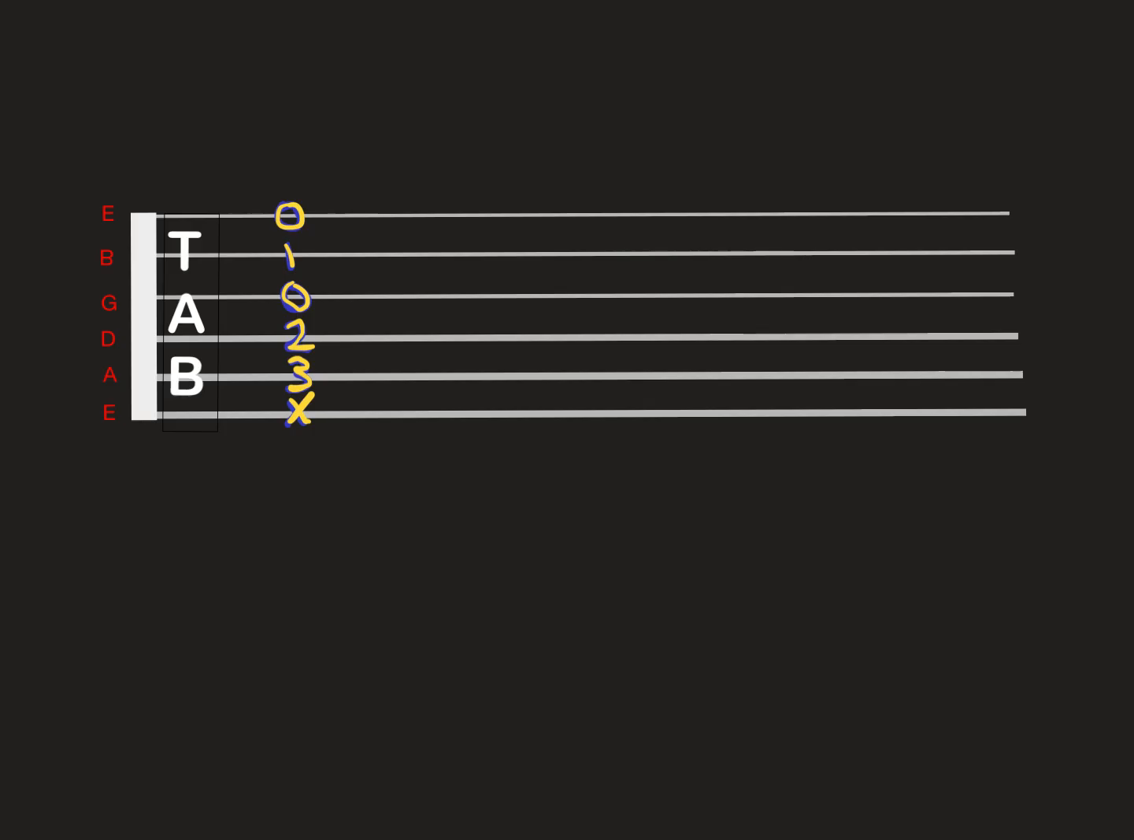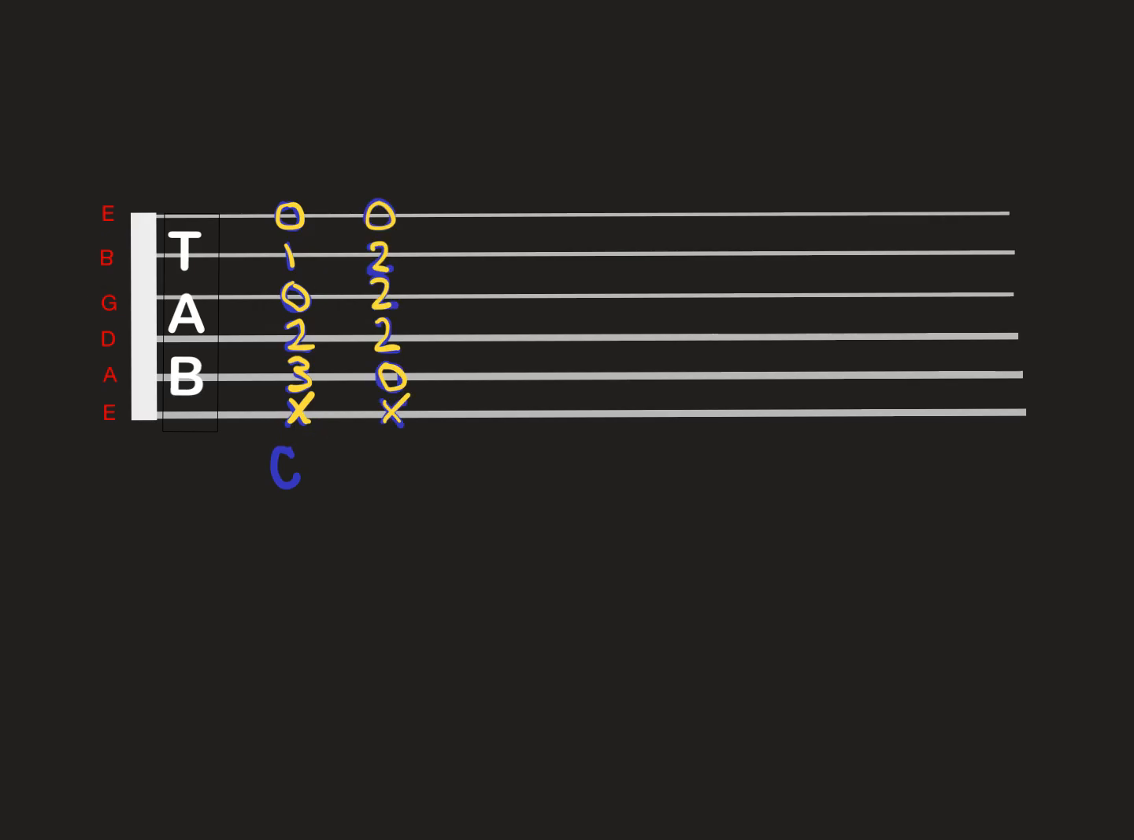Here we've got a C major. This is a C major in the first position, written in tab. I want you to take note that you've got a 0 here and a 0 here. That indicates the string is open. So really the note that's being played is the open note. And then here we have an X. That X indicates that that string is not played. It's muted or avoided.